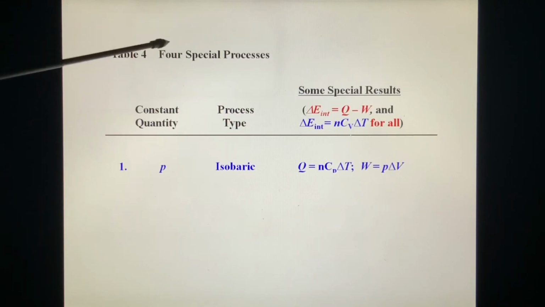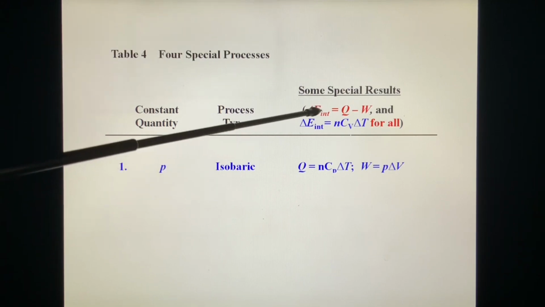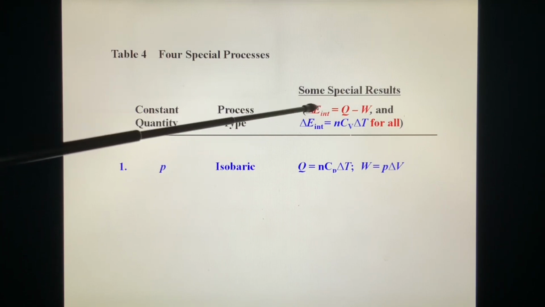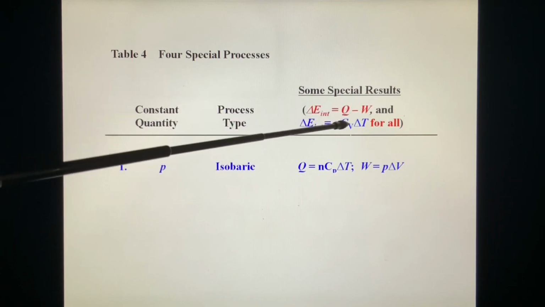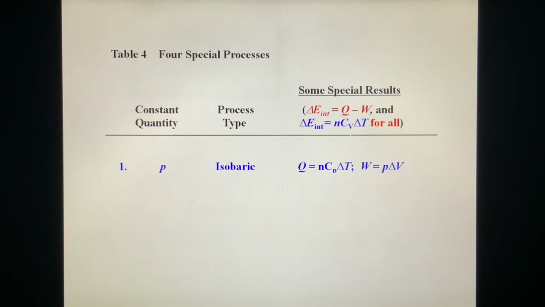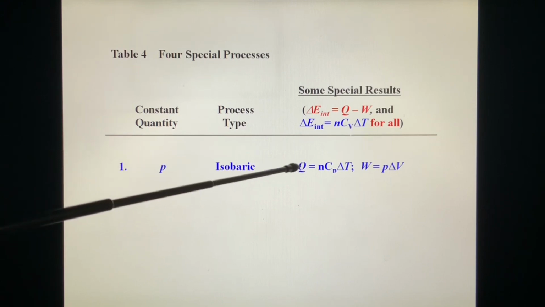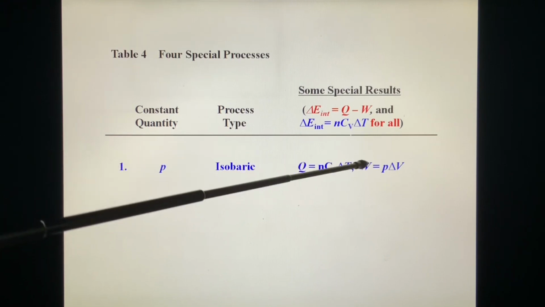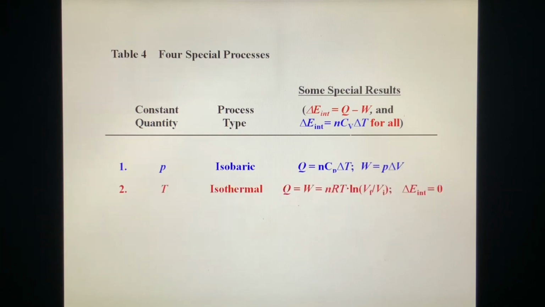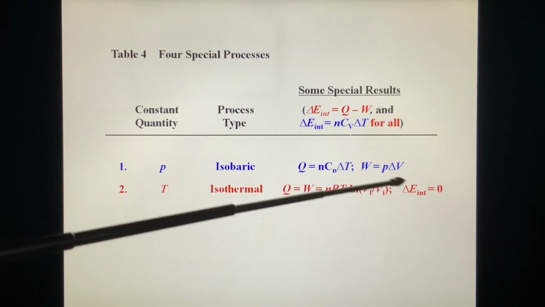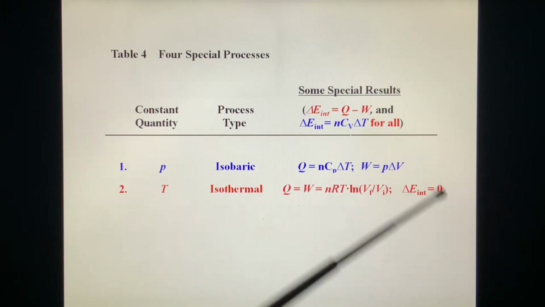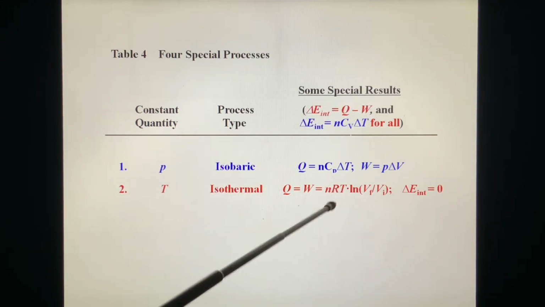Finally, we look at the four special processes. For constant pressure, we have the first law of thermodynamics, delta E internal equals Q minus W, and the definition delta E internal equals nCV delta T. If P is constant, Q is nCP delta T and W equals P delta V. If temperature is constant, delta E equals zero, so Q equals W equals nRT log of V final over V initial.